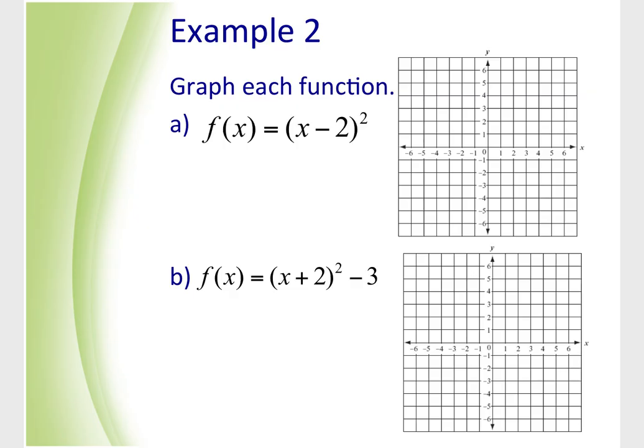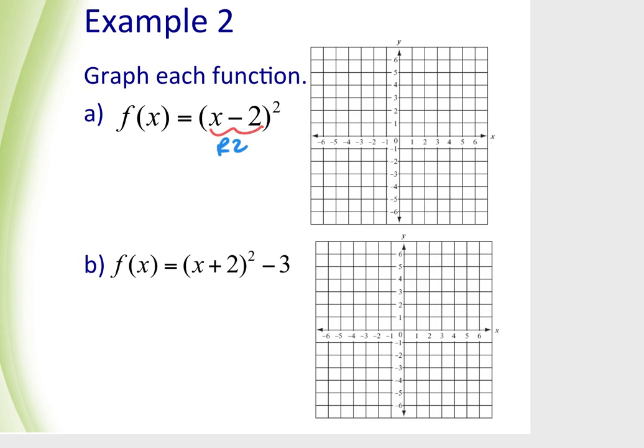All right, so what's the initial parent function for example 2? X squared, still parabolas. This minus 2 causes? To the right 2. So instead of it being at 0, 0, it's at 2, 0, and I approximate my parabola. For B, the inside the parentheses, x plus 2, causes what? Left 2, and the minus 3 causes a shift?